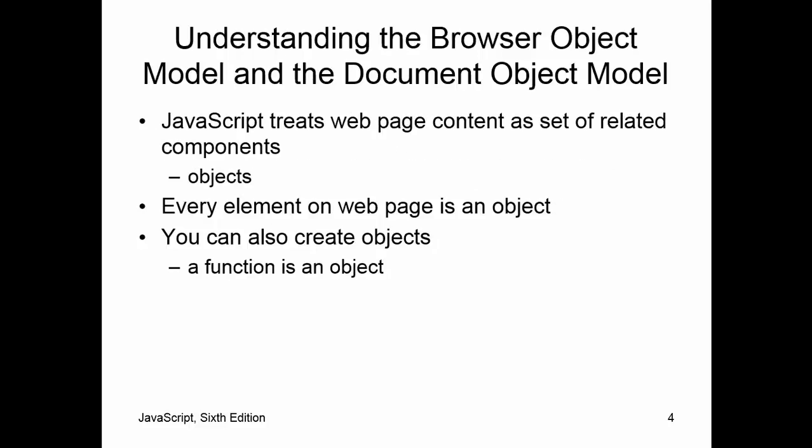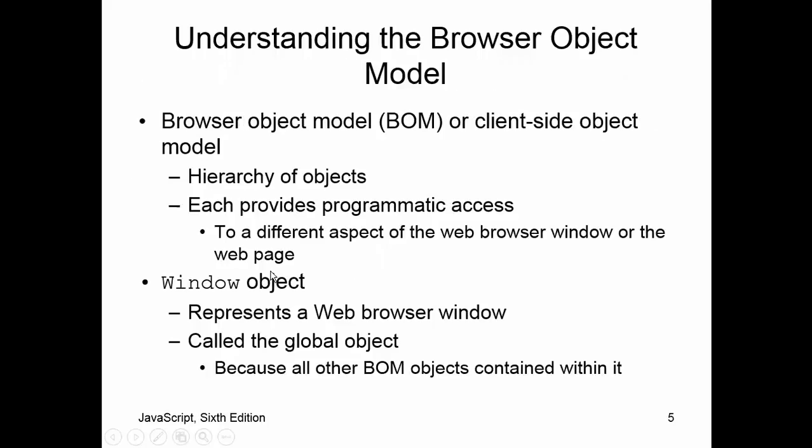We may have talked about this before, we may not have, I'm not real sure. But to JavaScript, everything on the web page is an object, and the web page itself is also an object. So you have an object or objects inside of an object. You can also create your own objects. For example, each function is an object.